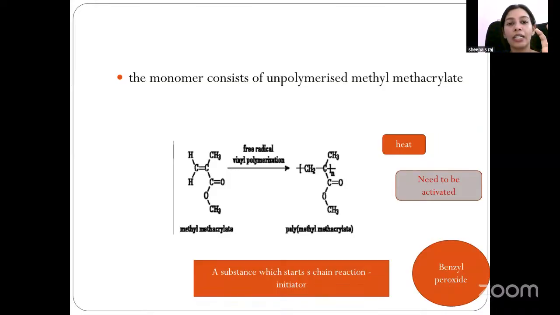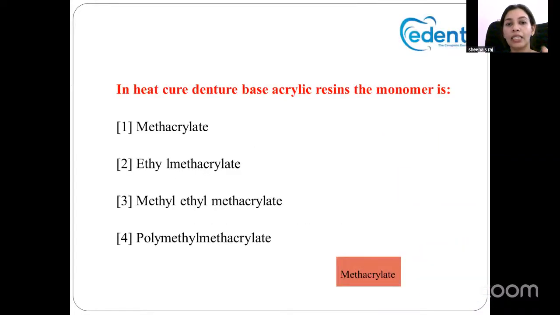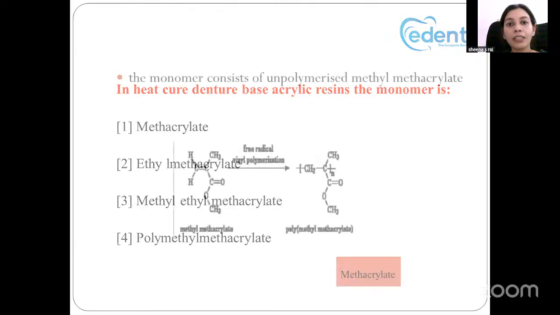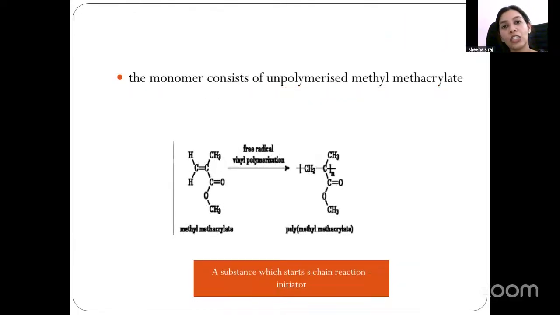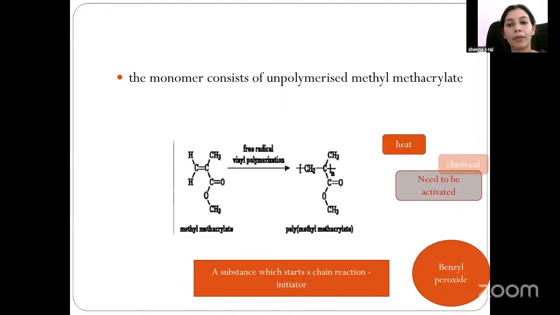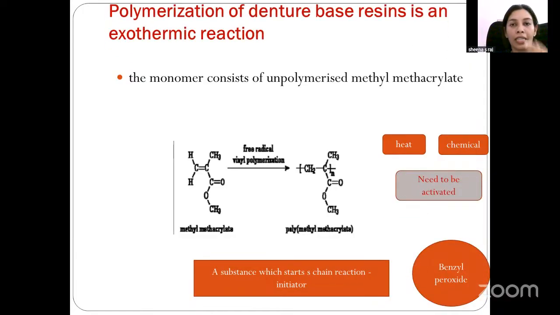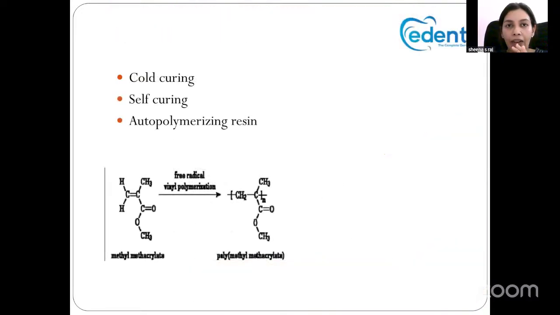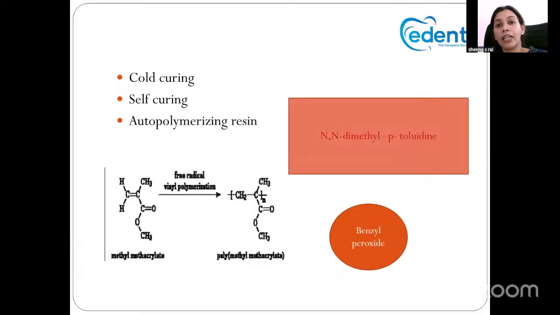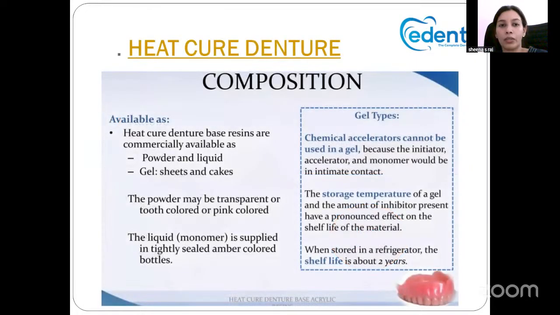Methyl methacrylate is the monomer seen in heat cured denture base, and the initiator is benzoyl peroxide, activated by heat as well as the chemical reaction. Normally it is an exothermic reaction. These are the points that you have to keep in mind. Next, we know that there are various other types, like cold cure, self-curing resins, and autopolymerization resins. In all these, the initiator is not benzoyl peroxide. There, the initiator is N,N-dimethyl-p-toluidine. Please keep this very important point in mind.